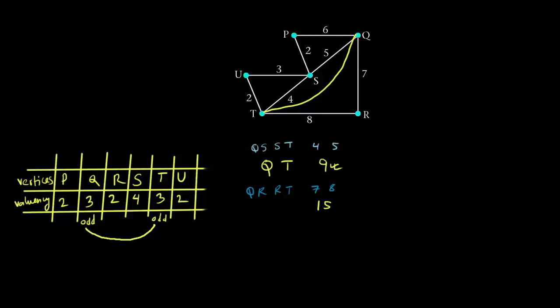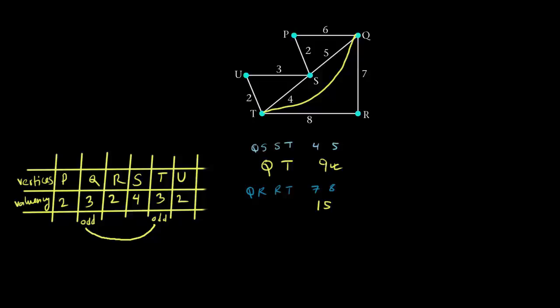Then we have other options. We can go Q to P, P to S, S to U, U to T. In that case, it would be 6 plus 2 is 8, 8 plus 3 is 11, 11 plus 2 is 13. So it's much higher than 9. So it turns out that if you want to go from Q to T, the shortest path is going to be Q to S and then S to T, which is 9. So 9 is the shortest route that can be added.